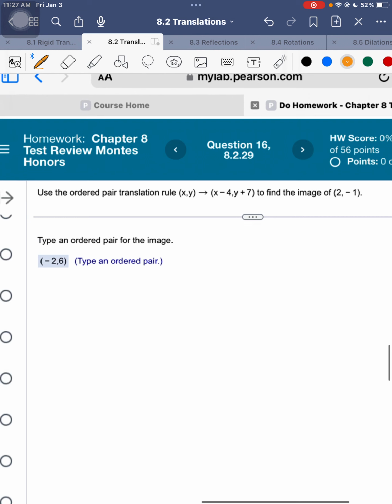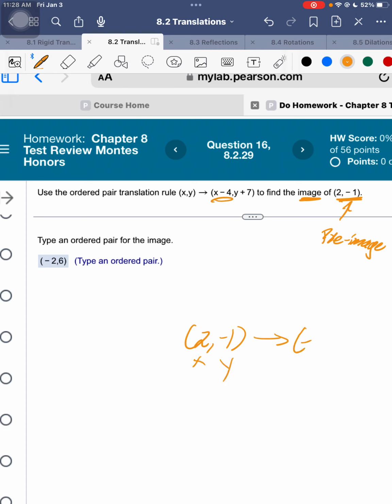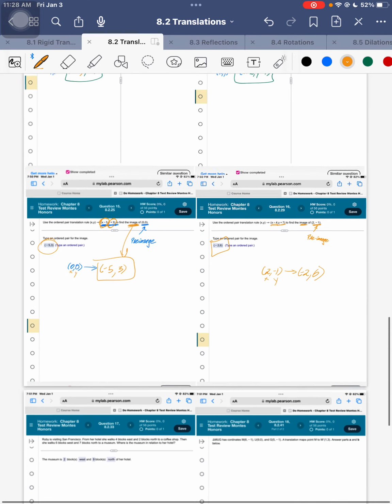Okay. Same thing. To find the image of this guy, this guy must be the pre-image. So 2, comma -1 is going to turn to, what's my x? 2 minus 4, that's -2. What is -1 plus 7? That's +6. Okay?